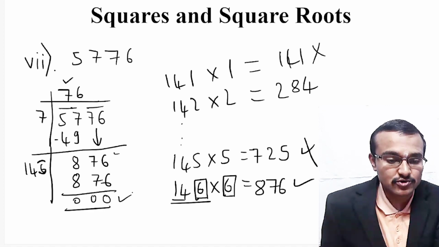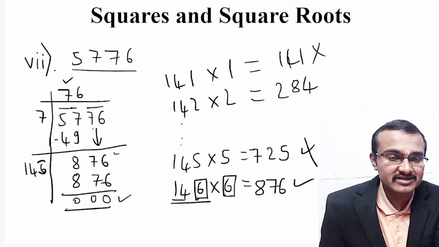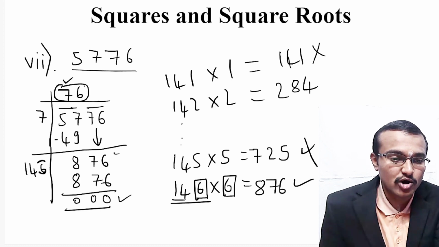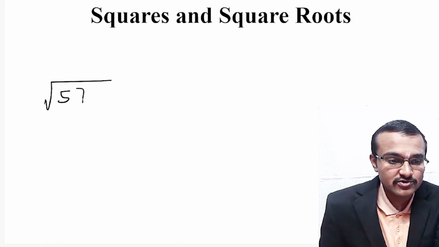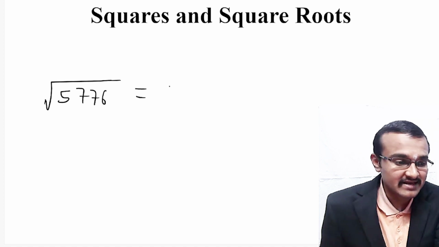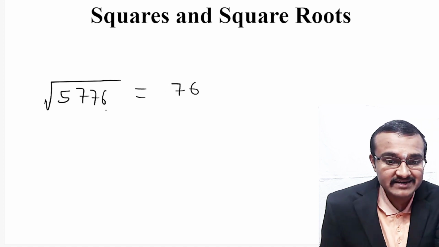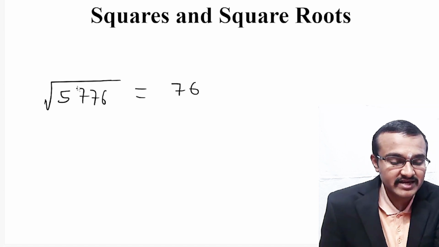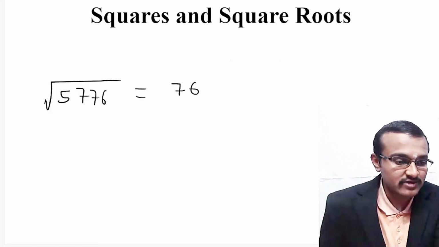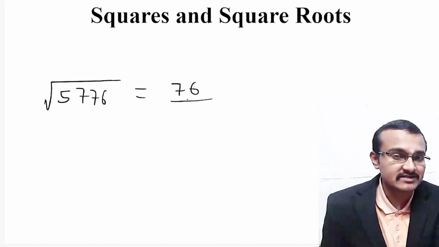So now we are getting 0. That means this particular number is a perfect square, and the square root of that number is the quotient whatever you have got here. So that is 76. So the square root of 5776 is 76. So that is the number which we have got here in the quotient. So the square root of 5776 is 76.